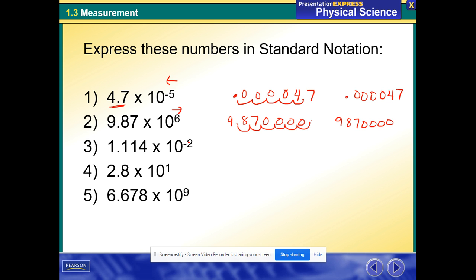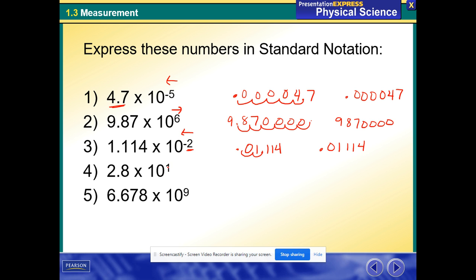Over here, the negative tells me I'm going to move my decimal to the left 2 times. So 1.114. If I'm going to move that, I got to move it 1 time over, 2 times over. So I have to fill in a 0. 0.01114.